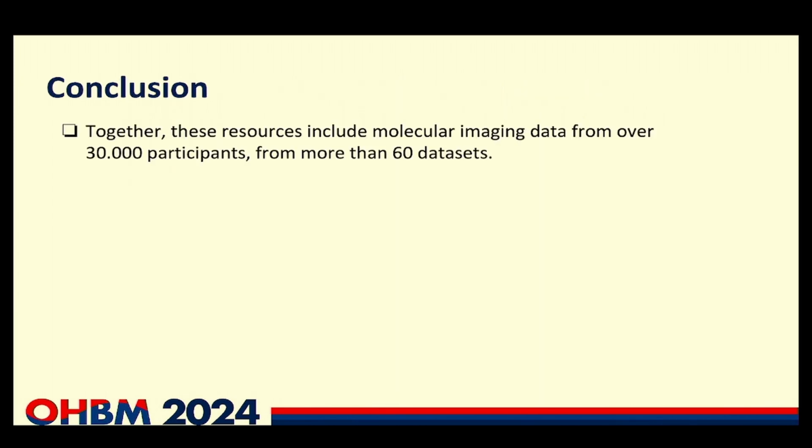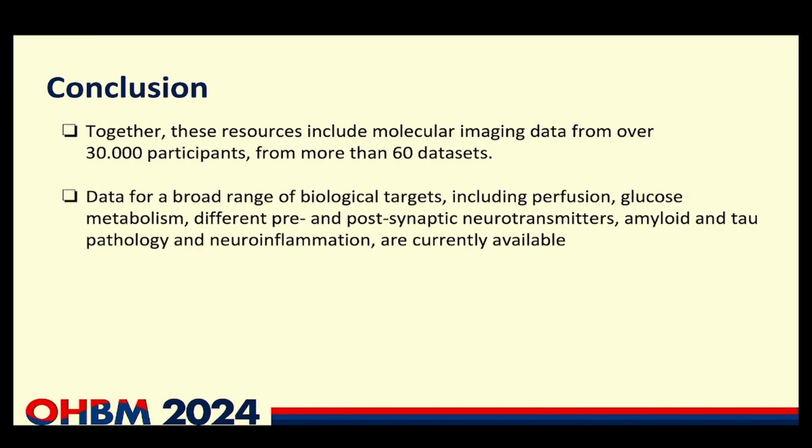So to wrap up, together these resources include molecular imaging data from over 30,000 participants listed on the molecular imaging website from more than 60 data sets. Data for a broad range of biological targets, including perfusion, glucose metabolism, different pre- and postsynaptic neurotransmitters, amyloid and tau pathology, and neuroinflammation are currently available.